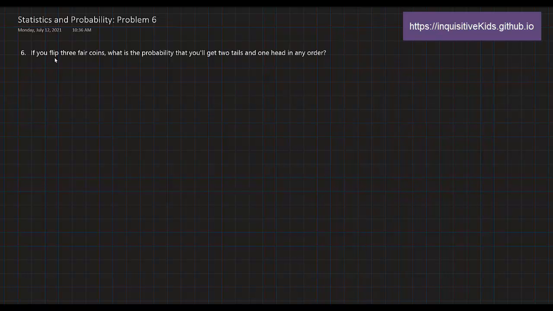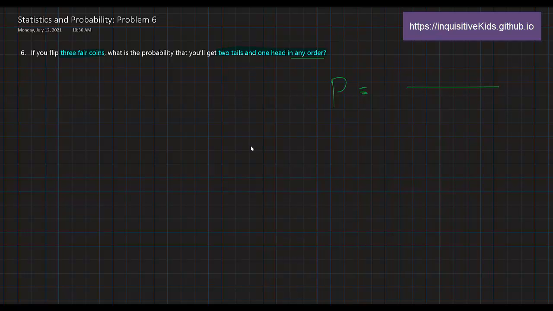Problem 6. If you flip 3 fair coins, what is the probability that you'll get 2 tails and 1 head in any order? Well, the first step to finding the probability of something is figuring out what goes on the bottom of that fraction, which is how many total possibilities there are, not the probability, the possibilities. How many possibilities are there?